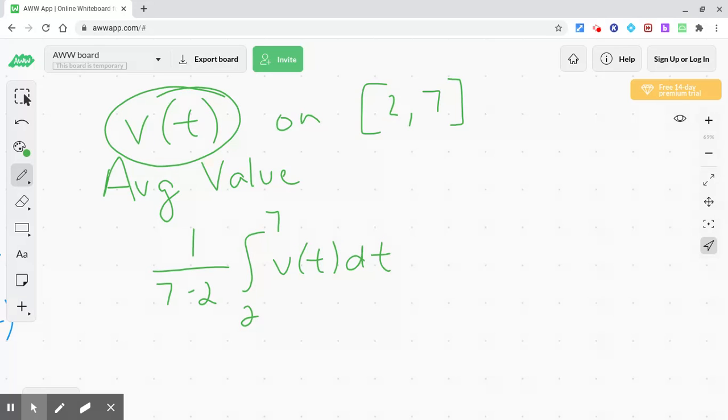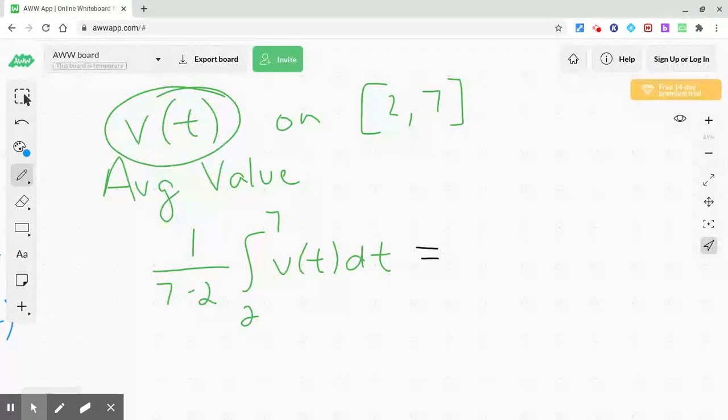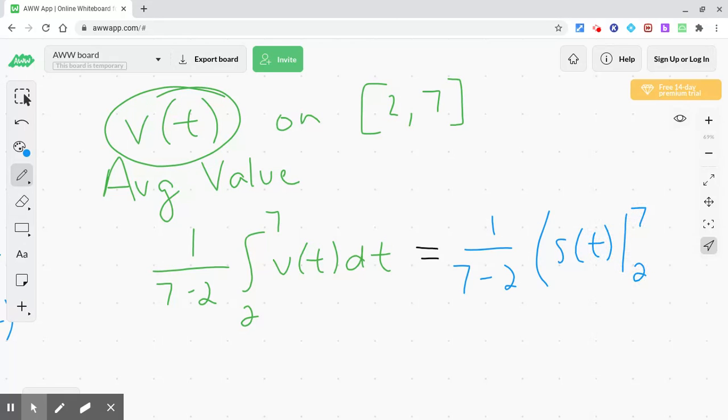The antiderivative of velocity is really position. So what this is really doing is saying 1 over 7 minus 2 times, if the antiderivative of velocity is position, that's s of t evaluating at 7 and 2. This is the same thing as s of 7 minus s of 2 over 7 minus 2.